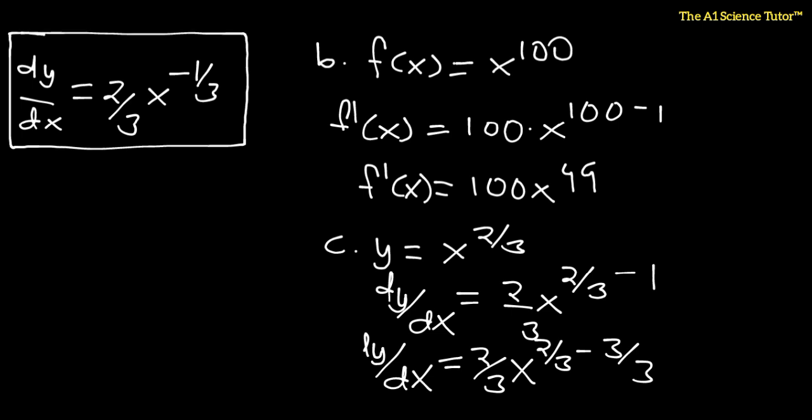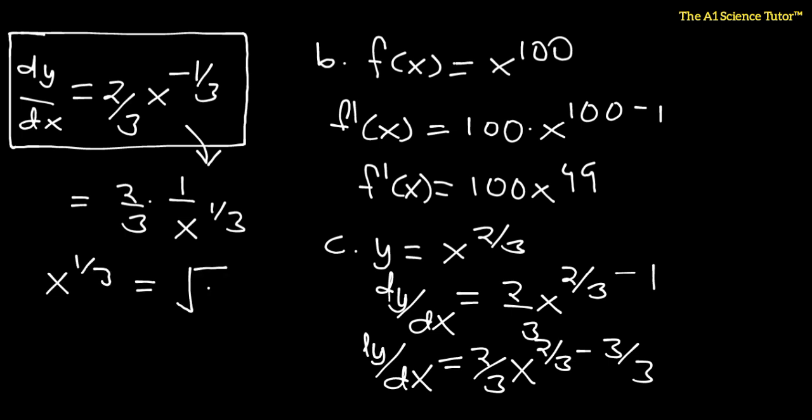Now, you could also rewrite this answer in this other way. This could be rewritten as 1 divided by x raised to the power of 1 over 3. So that is what you have. Now, bear it in the back of your mind that if you have x raised to the power of 1 over 3, that is the cube root of the variable x. So you could write it this way or this other way. Okay.